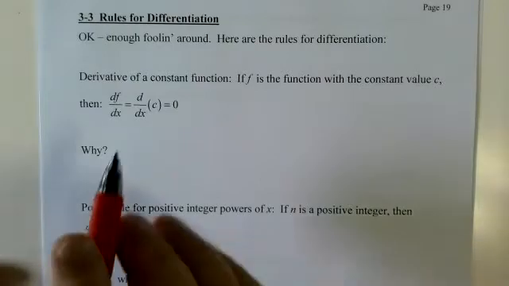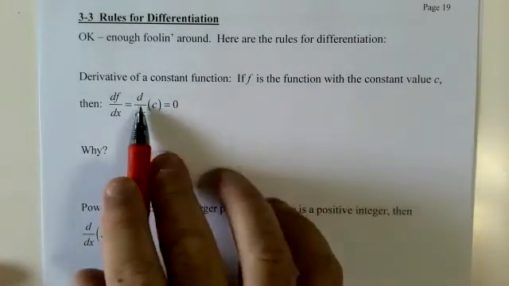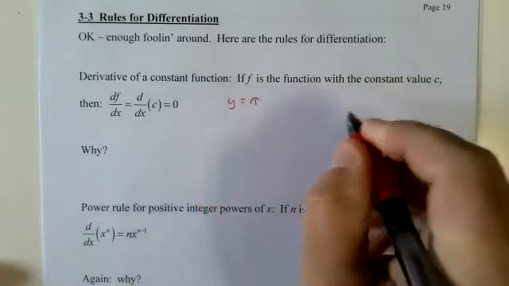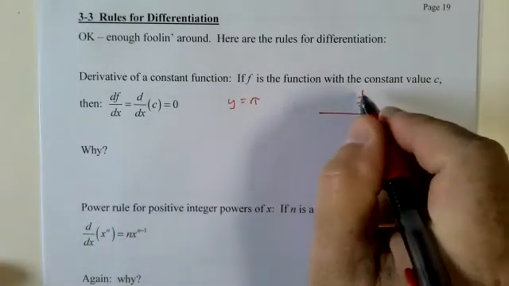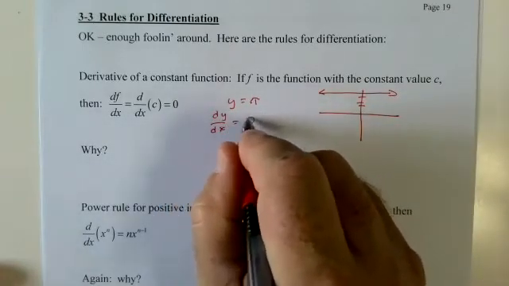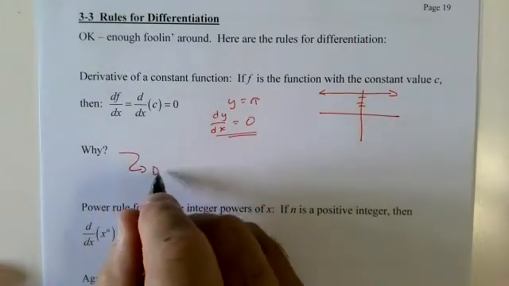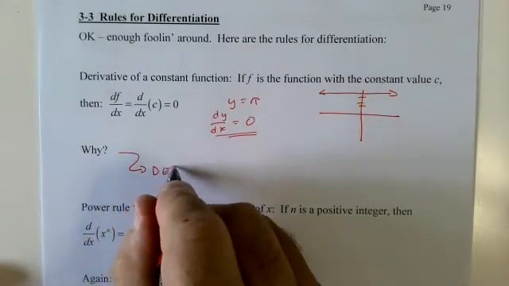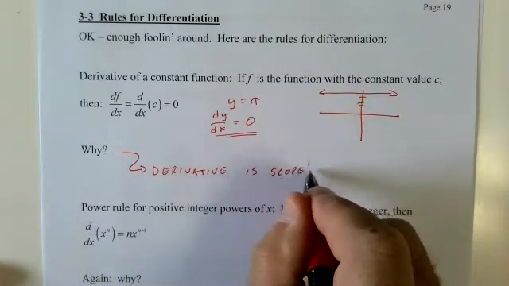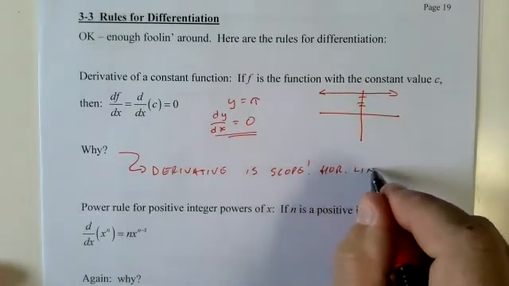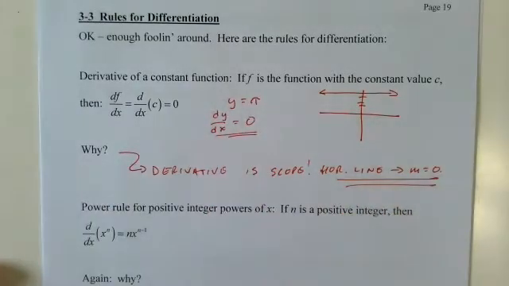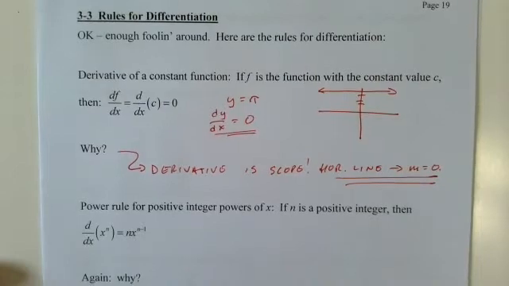So derivative of a constant function. F is the function, y equals whatever. So y equals pi, which if I recall is 3.14. dy dx would be 0. Why? Because the derivative is slope. Horizontal line, slope equals 0. Watch out for it.